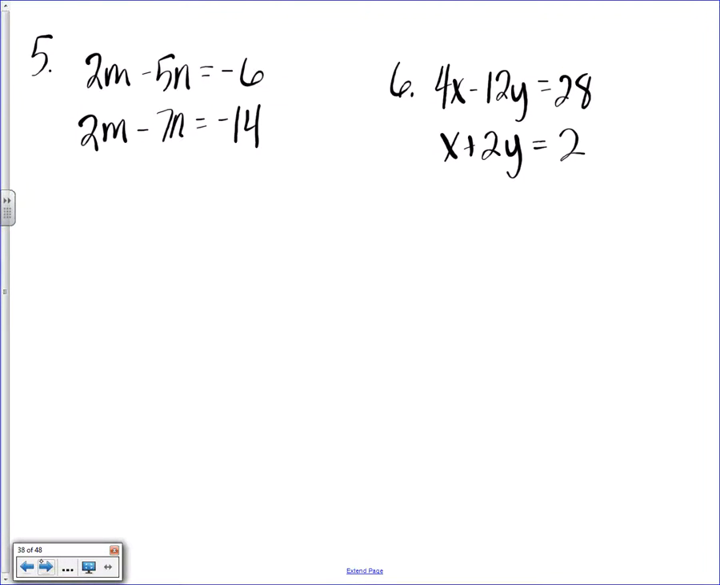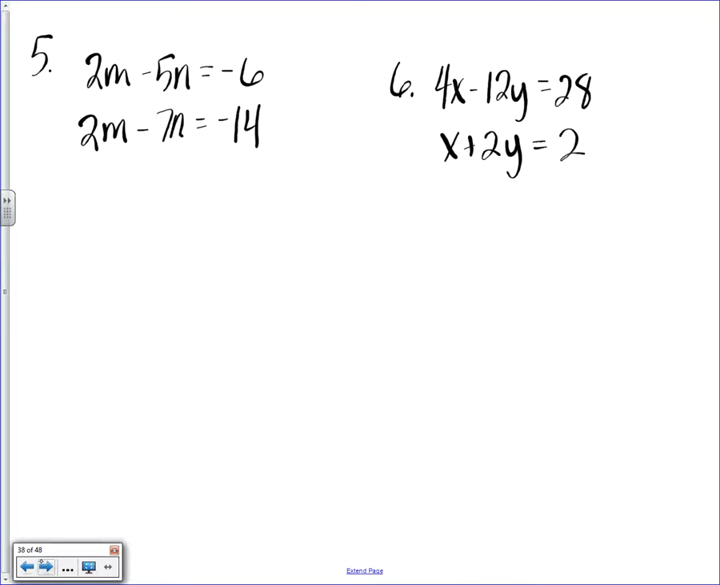Take a look at number 5. Are they in the correct order? They are. Do I have additive inverses? I do not. So I'm going to have to make them. Here's where I ask you, which one would be closer to being additive inverses, the m's or the n's? The m's are really close. They're just both positive 2, which means I need to make one of them a negative 2, correct?